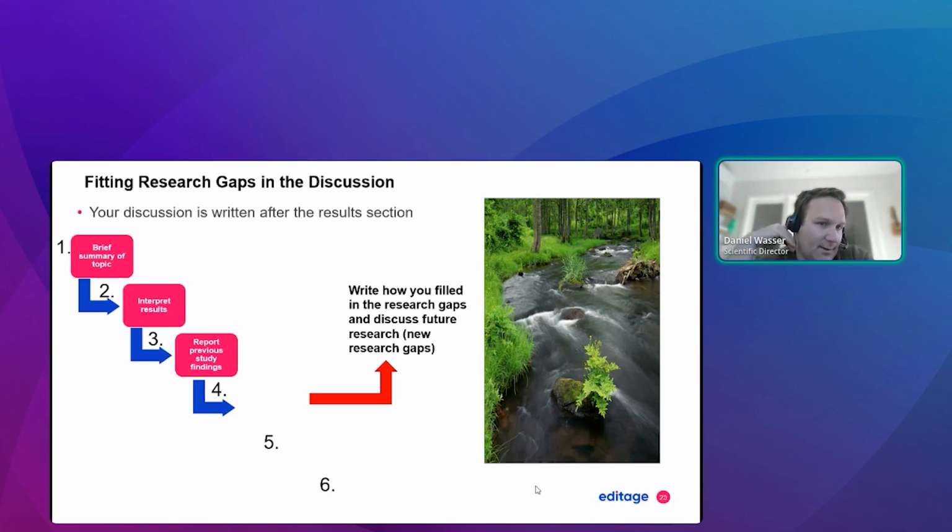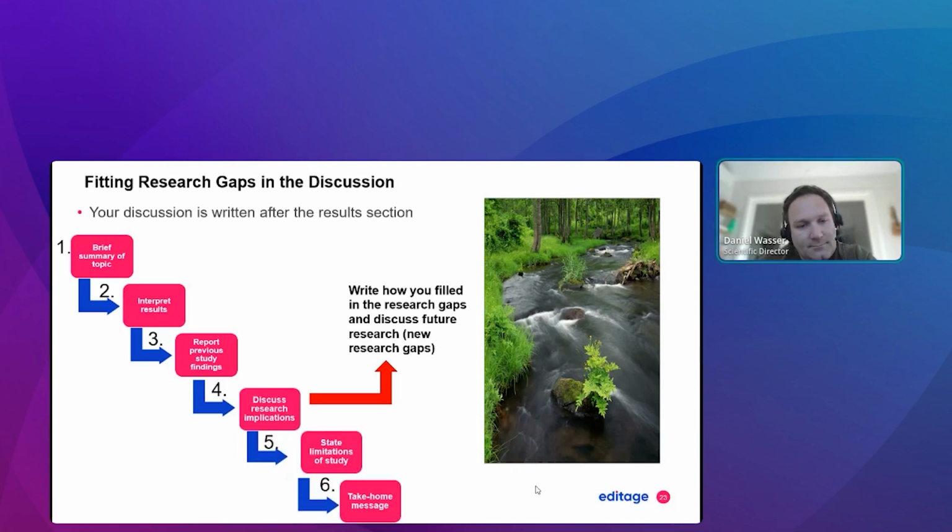We want to have a summary of the topic. You want to interpret your results, report previous study findings, right, to set up how your data is different or unique, then the implications of that. Lastly, I think this is often overlooked, the limitations of your study. I think you know your research best, and many researchers are shy about this. They don't want to diminish their research, but the limitations are really important because it can be helpful both from an ethical standpoint of talking about where there might be gaps, but also setting up future researchers to build on what you've done. I think that can really be helpful.